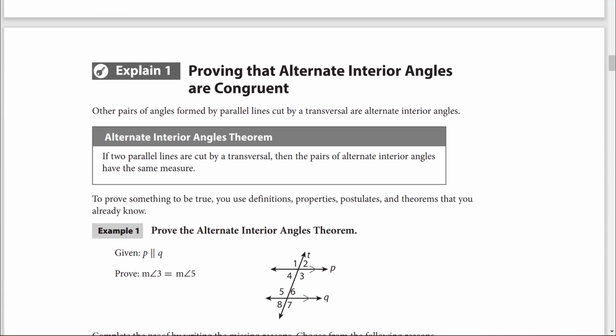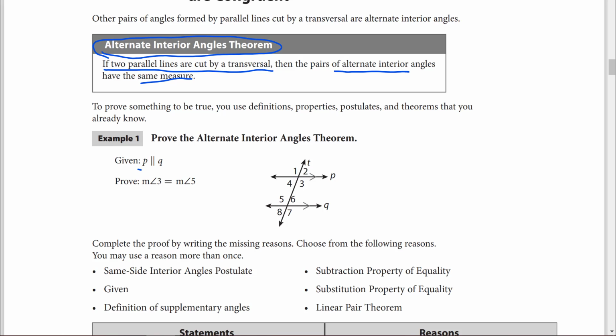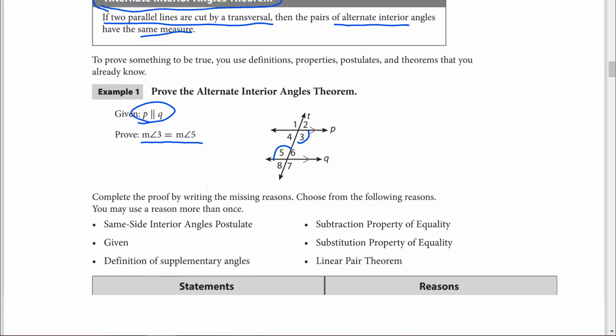Example 1 is going to ask us to prove the alternate interior angles theorem. So this is telling us two parallel lines cut by a transversal, so P and Q are parallel. We want to show that the pairs of alternate interior angles have the same measure, so that they're equal. So we're going to pick a set. They gave us that the two lines are parallel. We want to prove that angle 3 and angle 5 are congruent, that they have the same measurement.